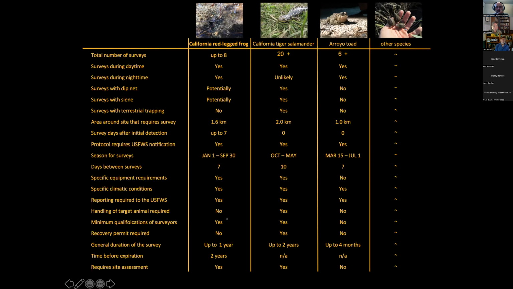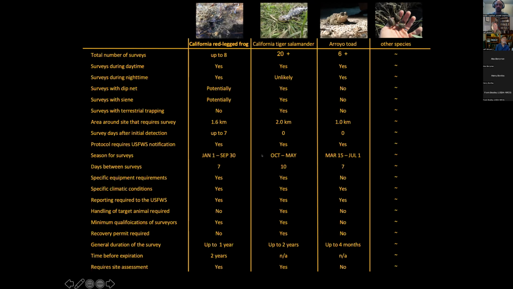If we could just go down the list, there's minimum qualifications, even though I misspelled that. You do not need a recovery permit for red-legged frog, like I said in the previous slide, but you do need to notify the agencies. The red-legged frog does have an expiration, so 2 years after you started your first survey day, it will expire. So keep that part in mind. If I just jump over and stay very general, you can see you might have 20 to maybe 150 survey days for California tiger salamander, arroyo toad, maybe 6 or so.